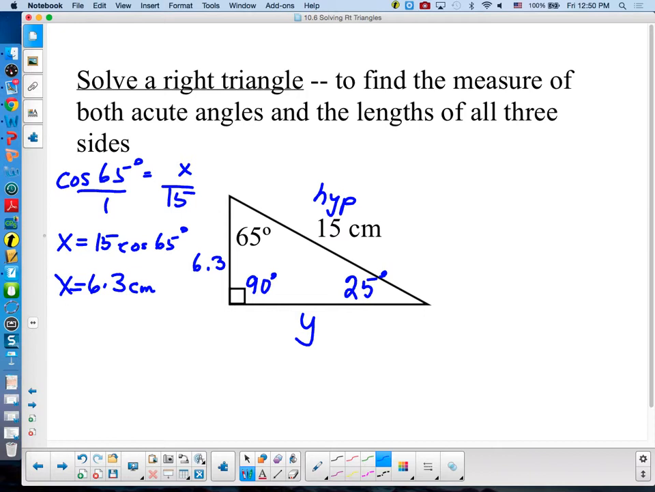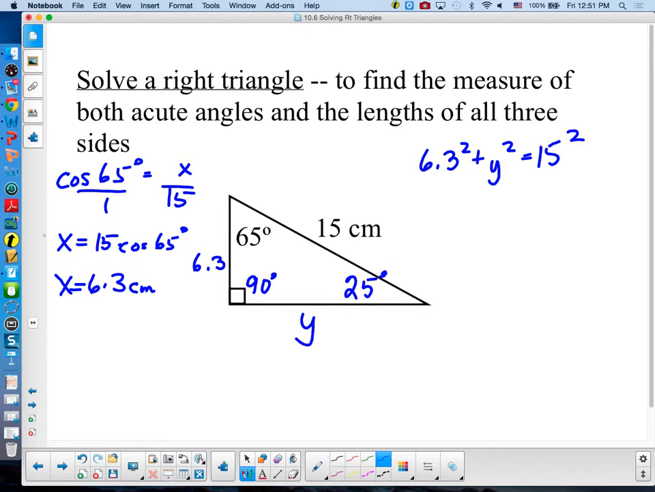We could use any of them. You could even use the Pythagorean theorem. You could do 6.3 squared plus y squared equals 15 squared. Do you want to do a trig ratio or the Pythagorean theorem? Okay, let's go 6.3 squared plus y squared equals 15 squared.